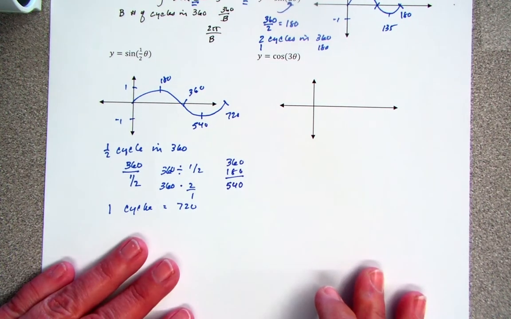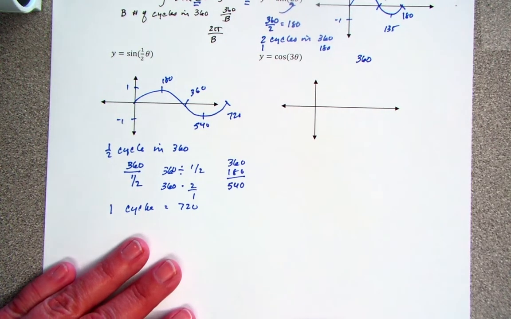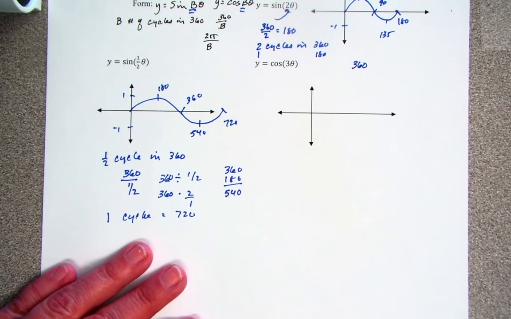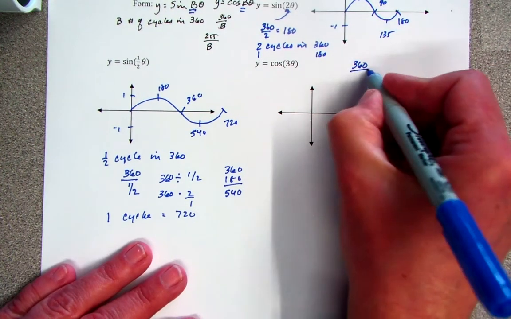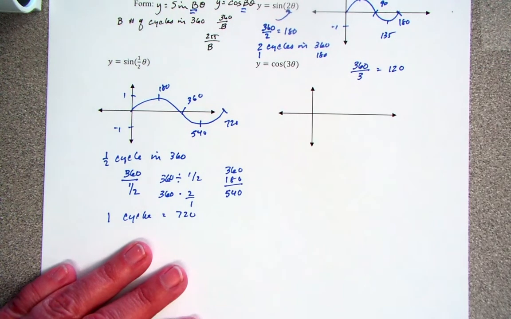Its normal cycle is still 360. Notice I keep going back to degrees. Go ahead, you're just learning this. Go back to something you're more familiar with, like degrees. So 360 divided by 3. So this is going to take place in 120 degrees.